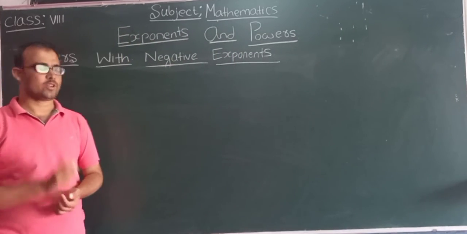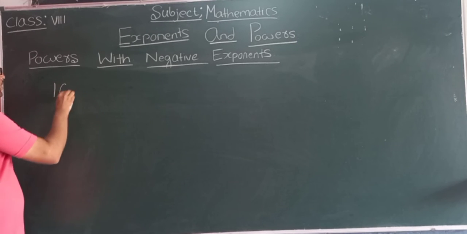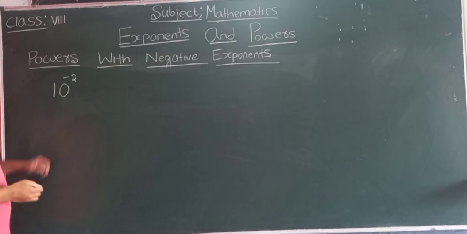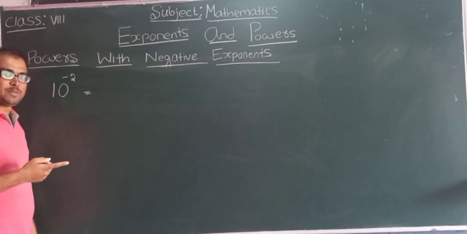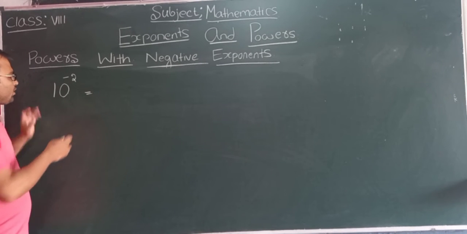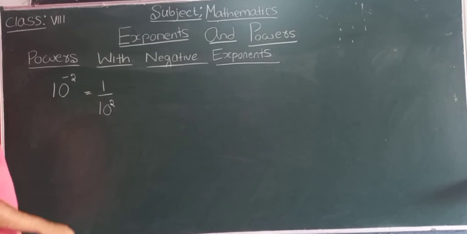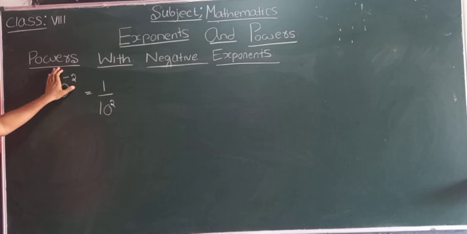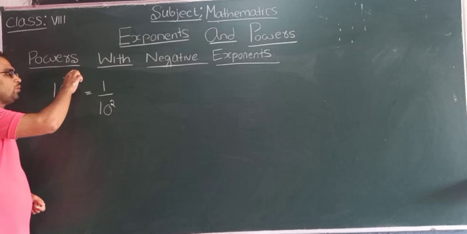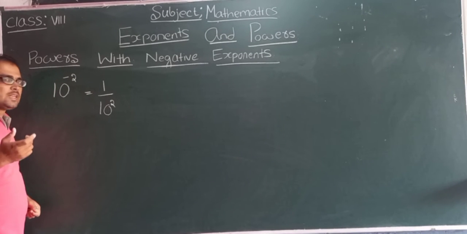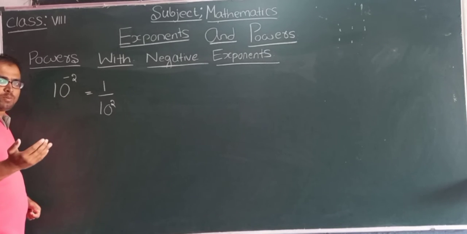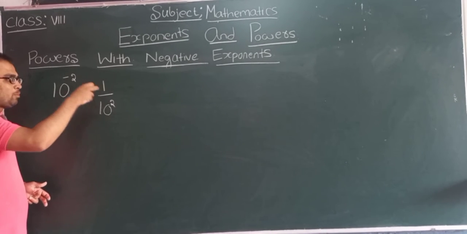Students, now let us see one trick. Suppose 10 power minus 2 is there. Suppose here the power is negative. Then how to get the value of this one easily? Then you need to reciprocal it. So to get the value of this, you need to reciprocal it, that is 1 by 10 to the power 2. So if the power is negative and you want to express that exponential value in positive power, you need to reciprocal the value.